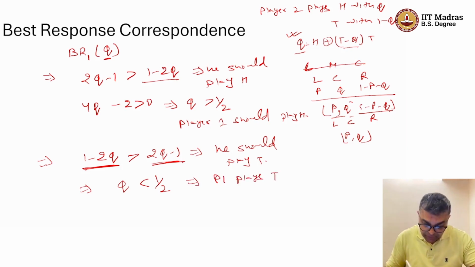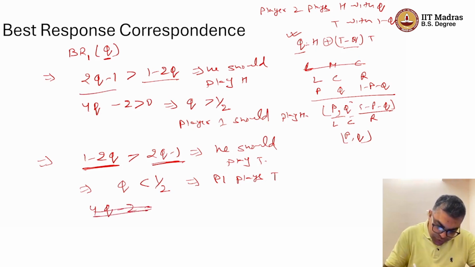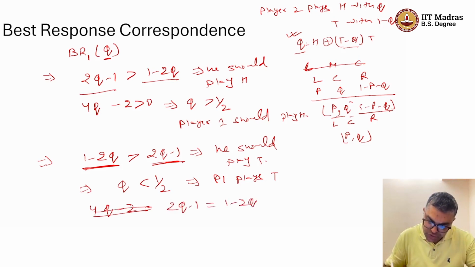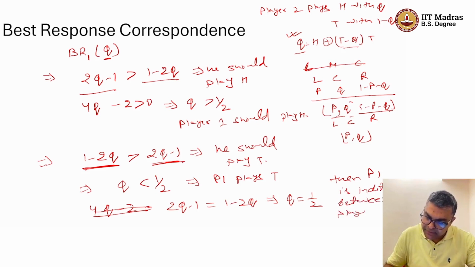And there is a third possibility. What if 2q minus 1 is equal to 1 minus 2q, or q is equal to half? Then p1 is indifferent between playing h or t.